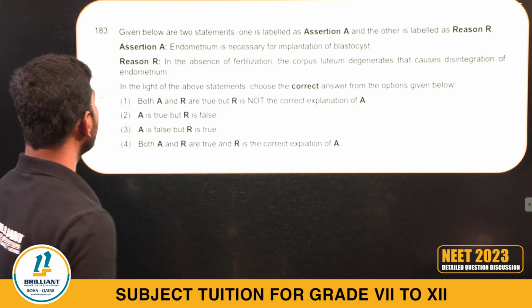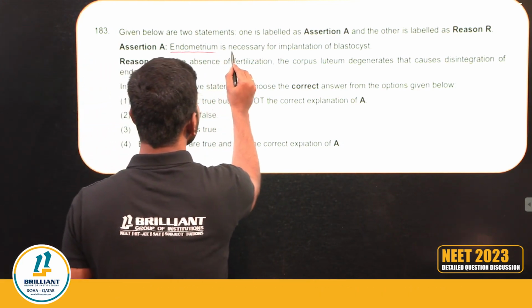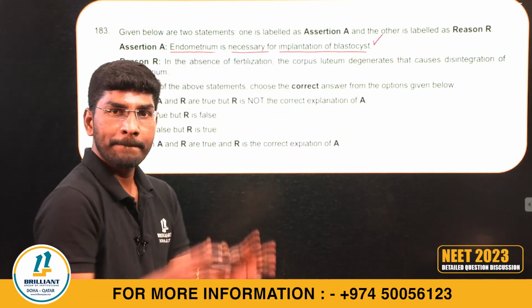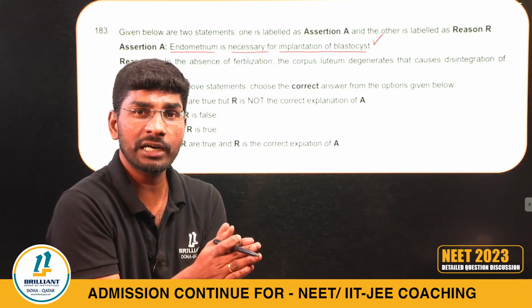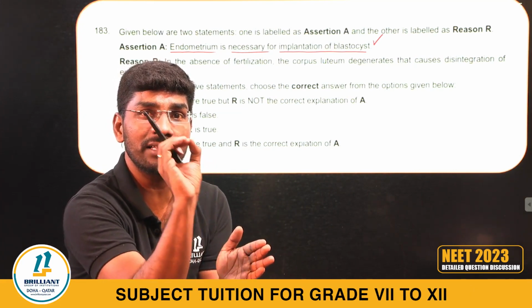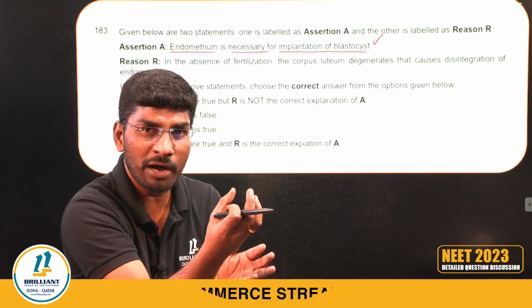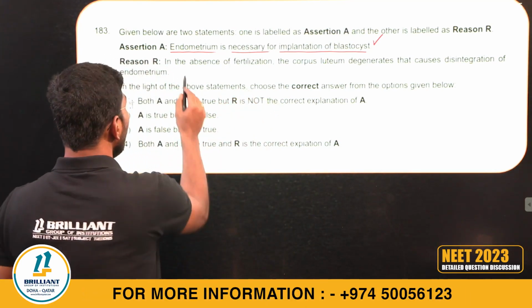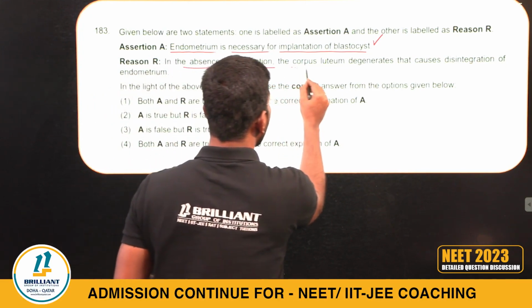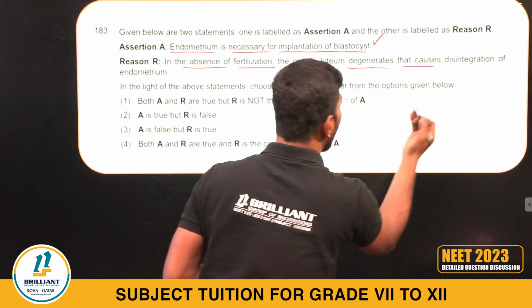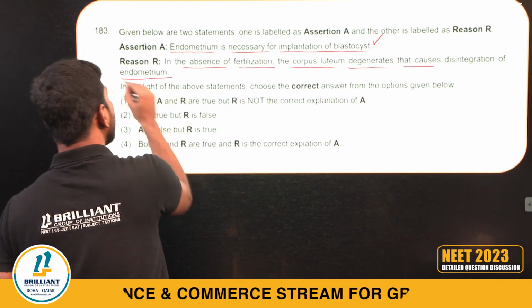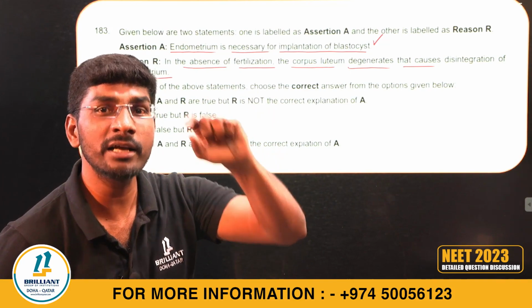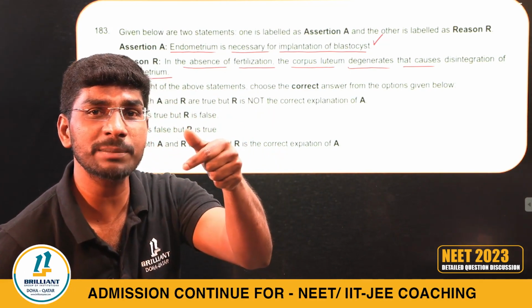183 question. Assertion reason. Endometrium is necessary for implantation of blastocyst. Absolutely correct. Blastocyst, after fertilization 7 days later, on the 7th day, will come down to the uterus and implant in the endometrium. It's true. In the absence of fertilization, the corpus luteum degenerates and causes disintegration of the endometrium. This is also a correct statement, but what is the right answer? Yes, this is not the correct explanation of A.